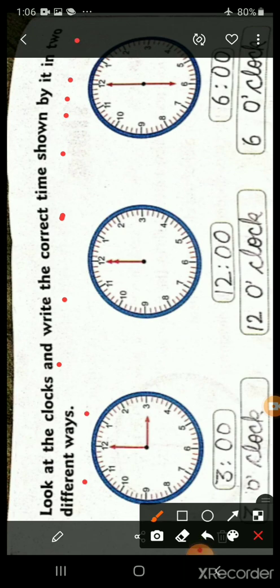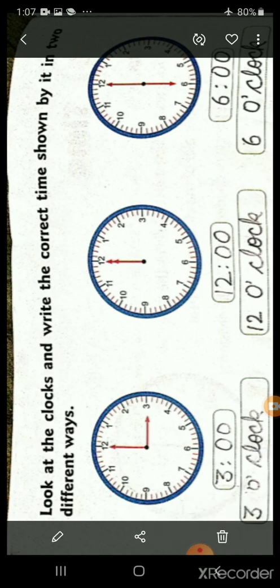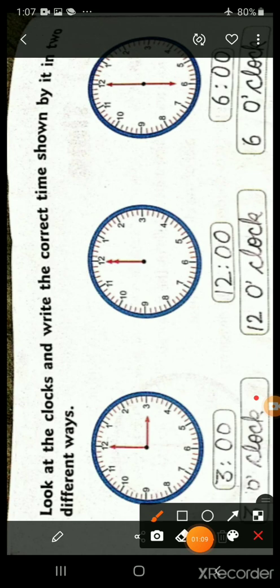In the first picture you can see there is a clock and the minute hand is on 12 and the hour hand is on 3, so you can write that it is 3 or 3 o'clock. You can see here it is written 3 o'clock. On the second clock you can see that both hands are on 12, so you will write here 12. In the second box you will write 12 o'clock. In this way you will write in two different ways.